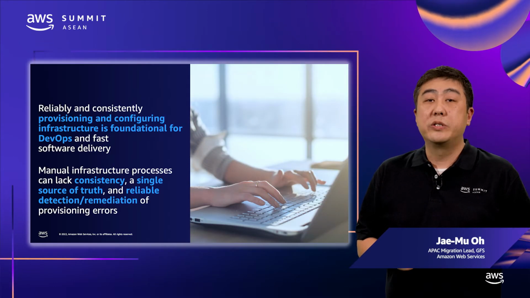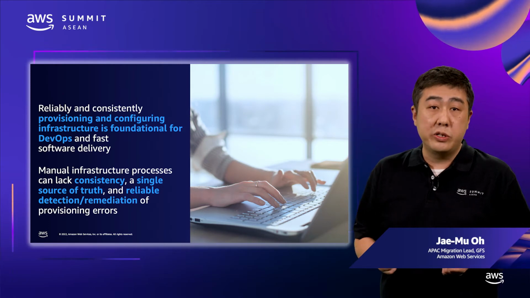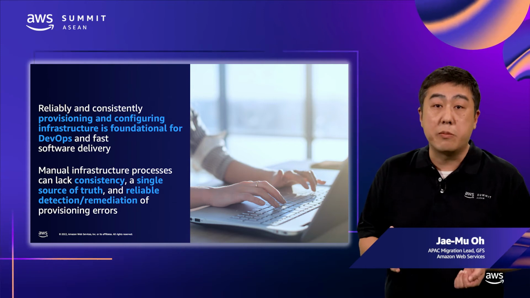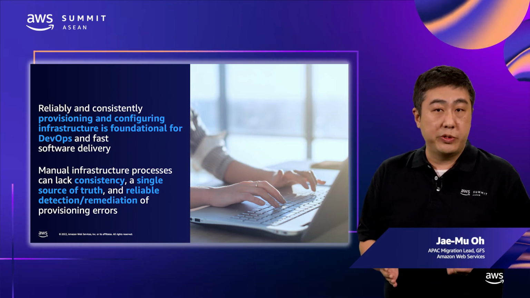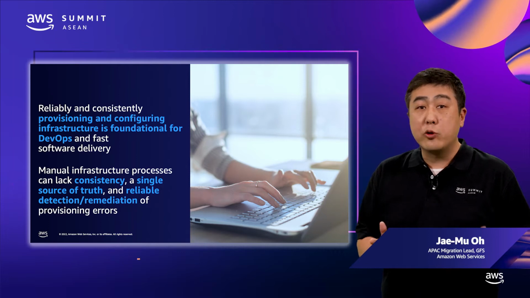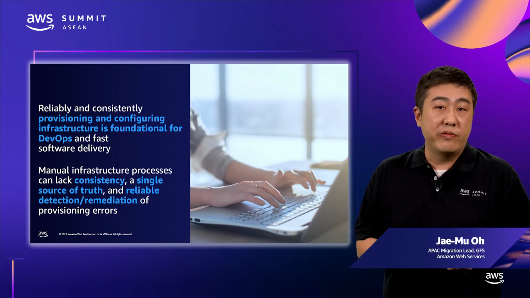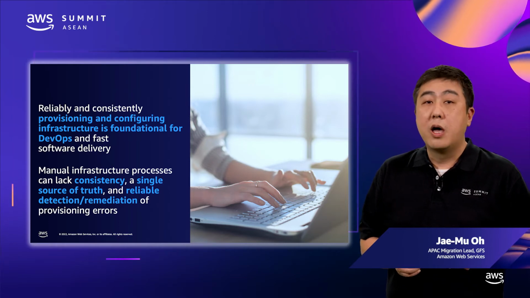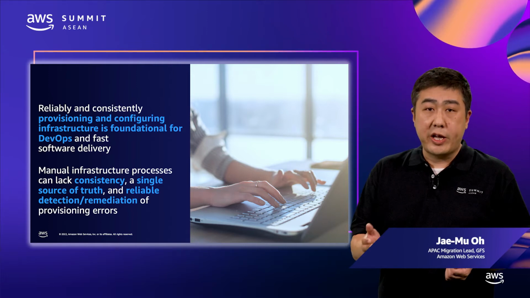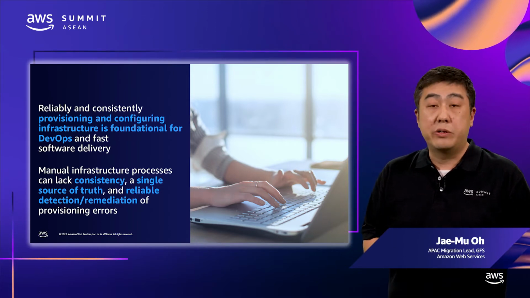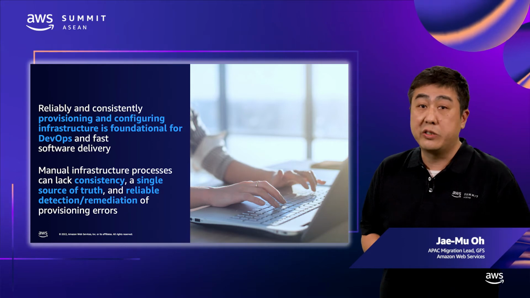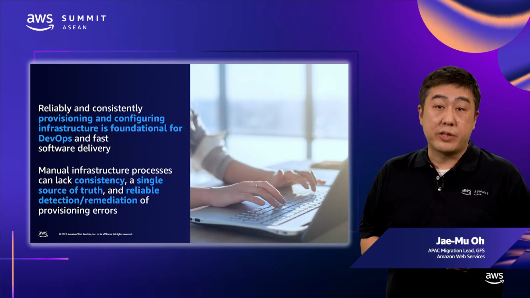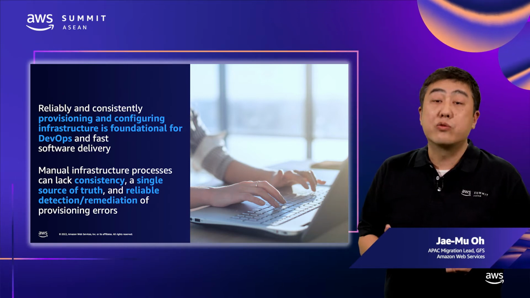One of the foundational elements in DevOps that enables speed and consistency of software delivery is being able to deploy infrastructure consistently and reliably, over time and across teams. Many organizations rely on manual processes or complex scripting for environment provisioning and configuration, making it difficult to be consistent, have a single source of truth, and detect or remediate infrastructure provisioning errors. Customers need ways to consistently automate infrastructure provisioning and configuration, manage the infrastructure lifecycle, and share best practices throughout the organization.